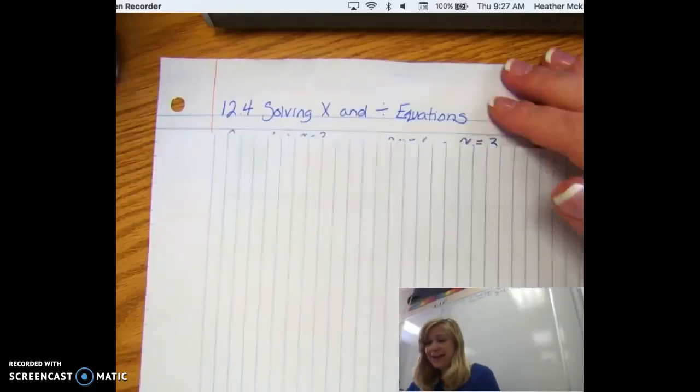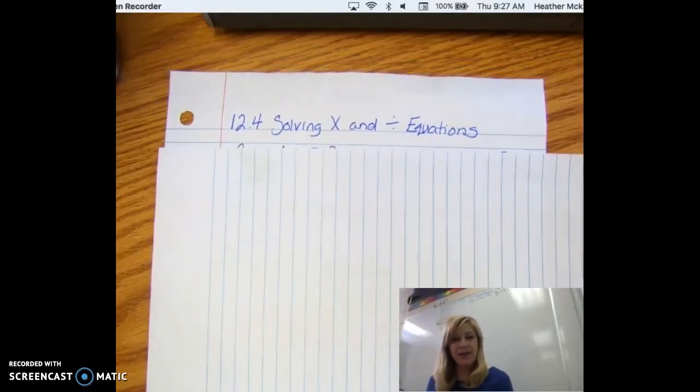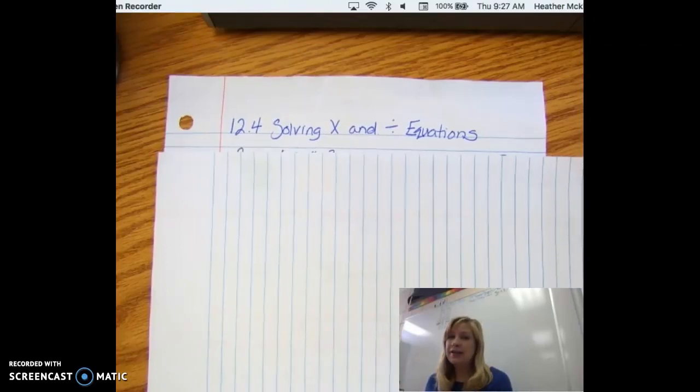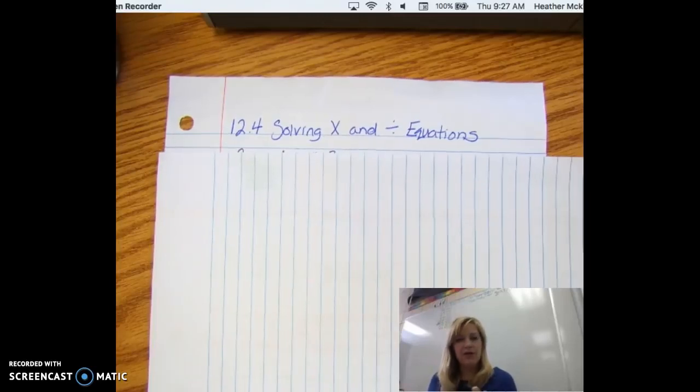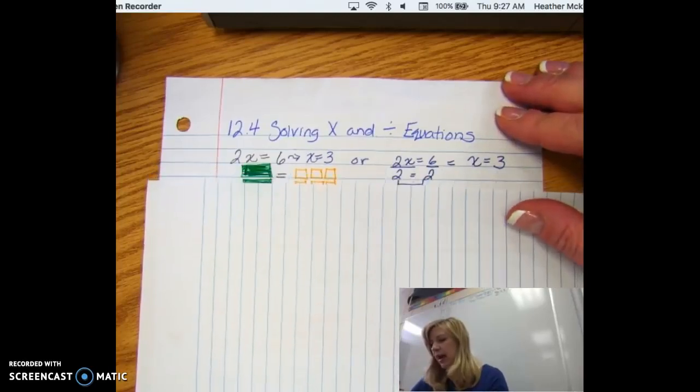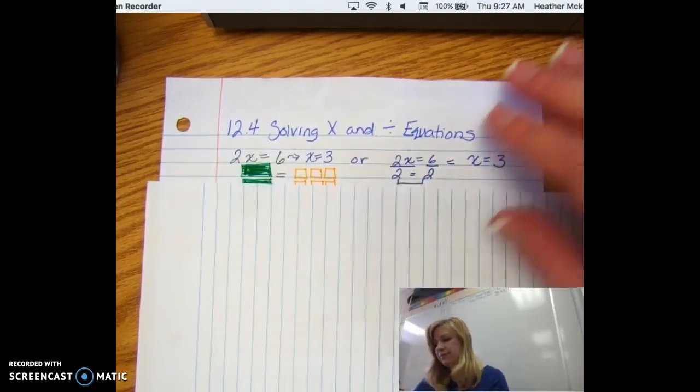All right, so here we are at 12.4. We are going to be solving multiplication and division equations. This is also not terribly difficult if you remember to do the reverse operations. So I'm going to first show you a model.